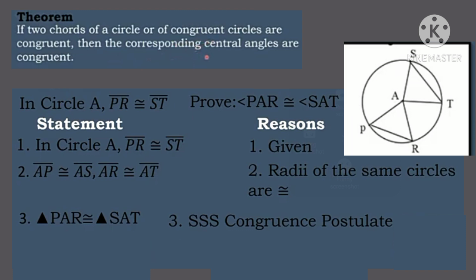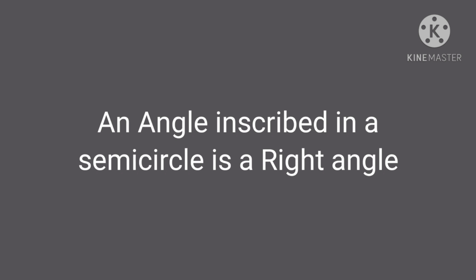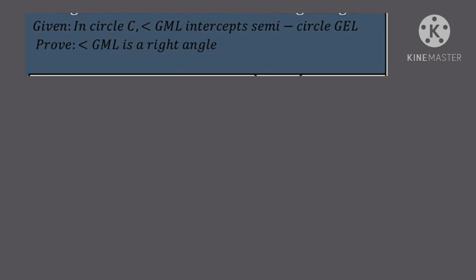congruence postulate. And the fourth statement is angle PAR is congruent to angle SAT, and the reason is CPCTC, or corresponding parts of congruent triangles are congruent. We're able to prove that if two chords of a circle or of congruent circles are congruent, then the corresponding central angles are congruent. And the next theorem is, an angle inscribed in a semicircle is a right angle. Let's try to prove this one.